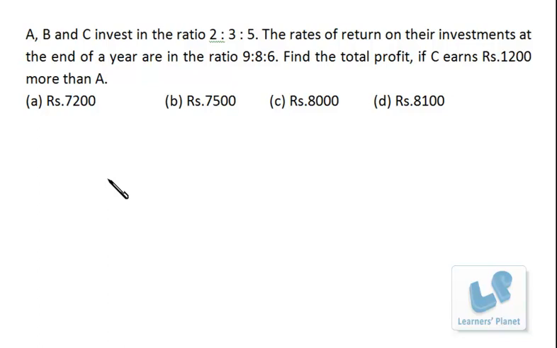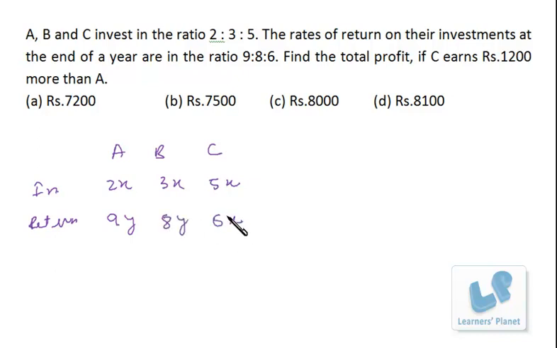Now A, B and C investment is suppose 2x, 3x and 5x. That's the investment. Now return is in the ratio 9:8:6. So we can say it's 9y, 8y and 6y. Now this is the percentage return.